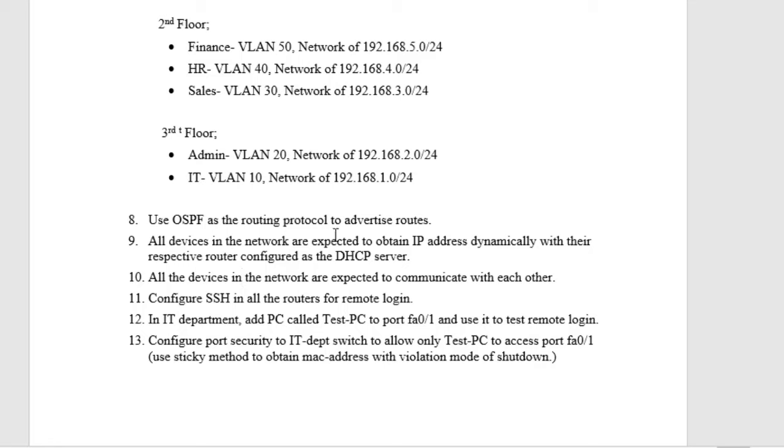And also all the devices in the network are expected to obtain IP addresses dynamically, with their respective router configured as the DHCP server. There we'll configure the DHCP server on the routers. All the devices in the network are expected to communicate with each other. Remember, we have almost 8 VLANs here, and by default, devices in different VLANs will not communicate. So we need to implement what is called inter-VLAN routing. Pretty much simple, guys, very important.